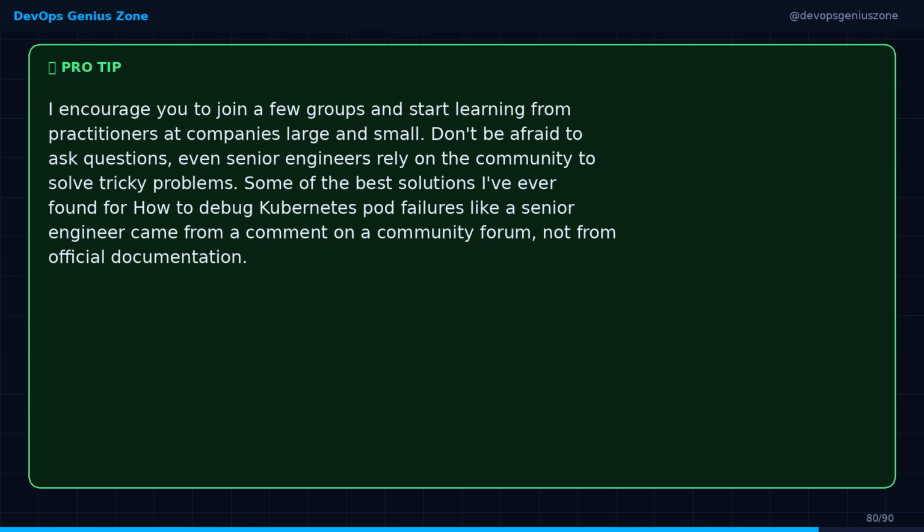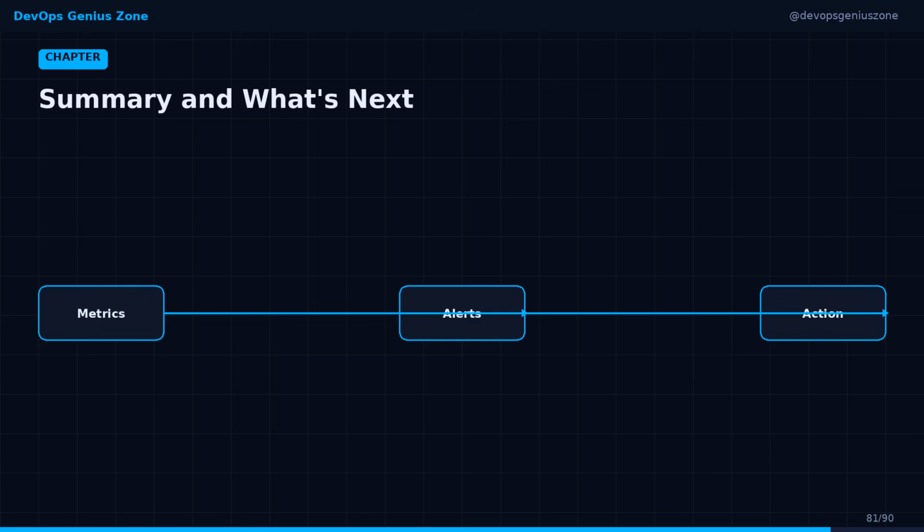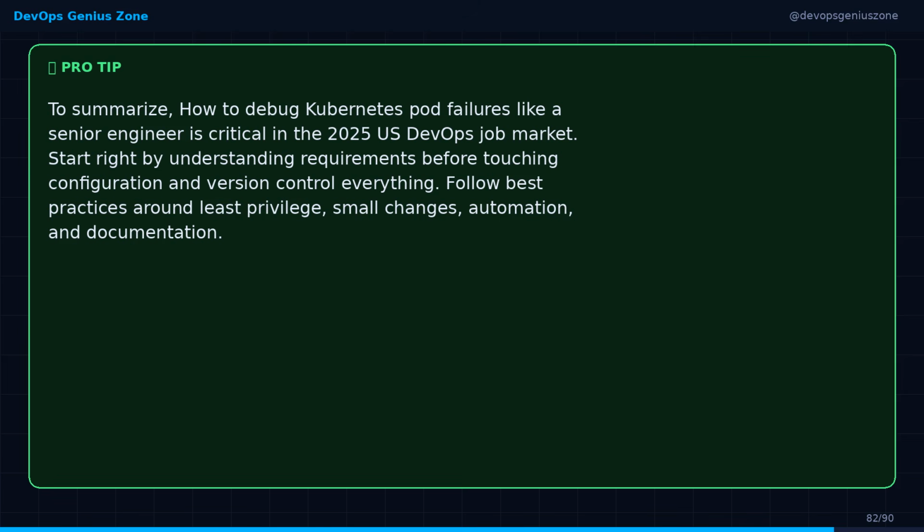The community around this topic is one of the most active in tech. There are dedicated Slack workspaces, Discord servers, local meetups, and global conferences like KubeCon, re:Invent, and HashiConf. The DevOps community in the US is incredibly welcoming and always willing to help newcomers. I encourage you to join a few groups and start learning from practitioners at companies large and small. Don't be afraid to ask questions. Even senior engineers rely on the community to solve tricky problems.